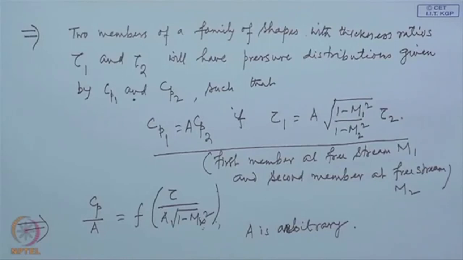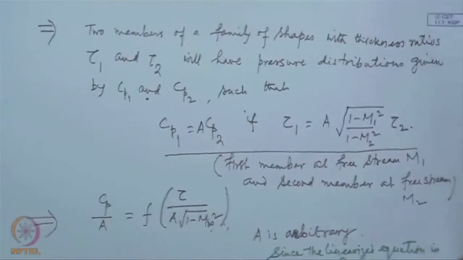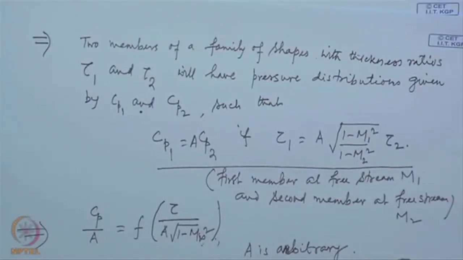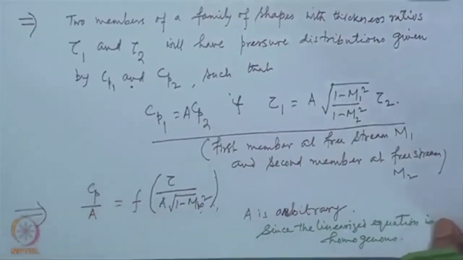And this is because the governing equation is homogeneous in phi, and if we multiply the equation by any constant or multiply phi by any arbitrary constant, the equation remains unchanged. Since the linearized equation is homogeneous, consequently, if we multiply phi by any arbitrary constant, that also satisfies the equation. So, this constant remains arbitrary.